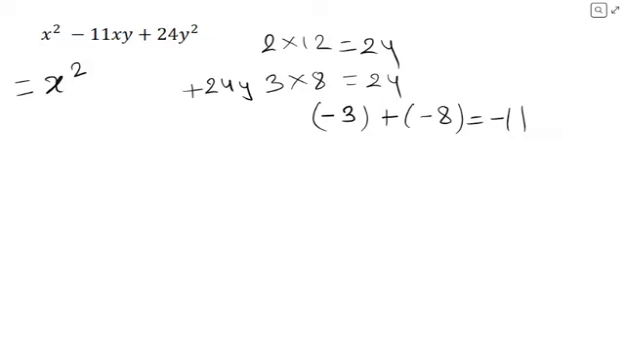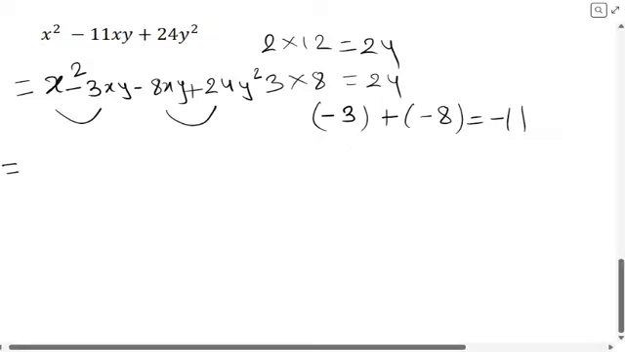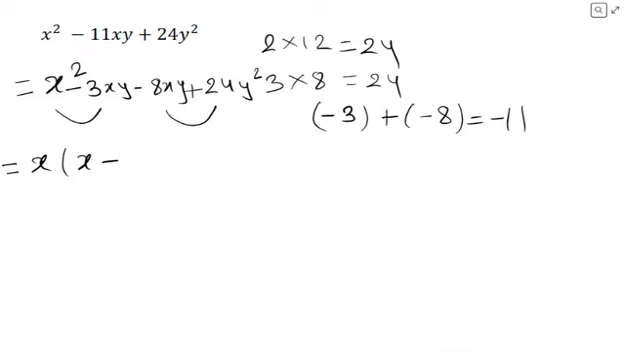Now this minus 11xy we split into minus 3xy minus 8xy. So this is minus 3xy minus 8xy. Now look for common factors between these two terms. So here x is common. So x factored out, x minus 3y. Again, here is minus 8 and y. So minus 8y factored out.